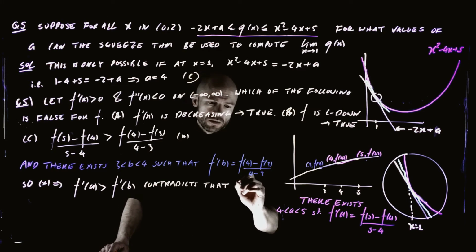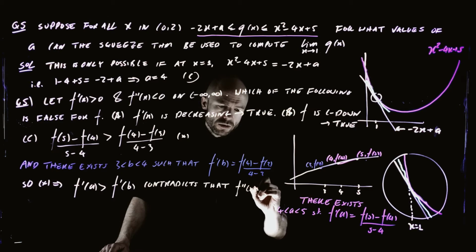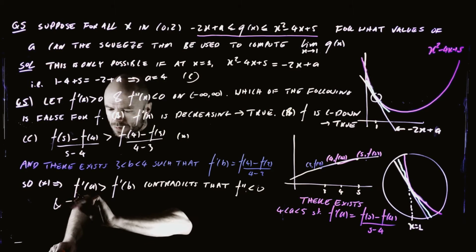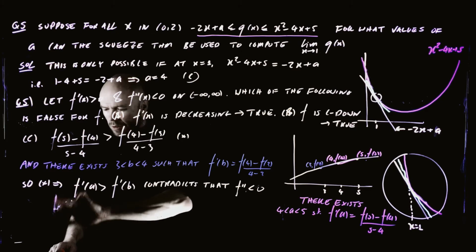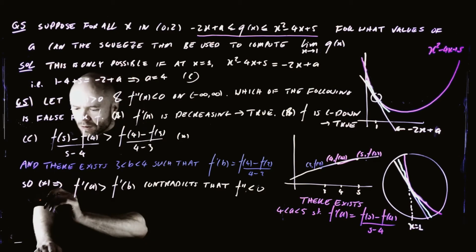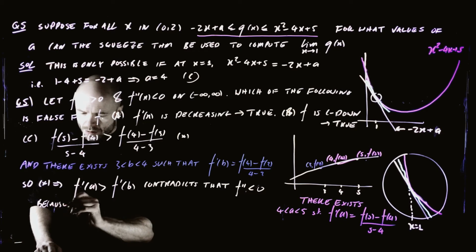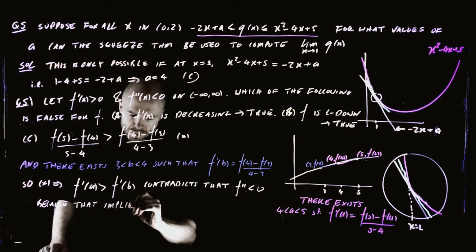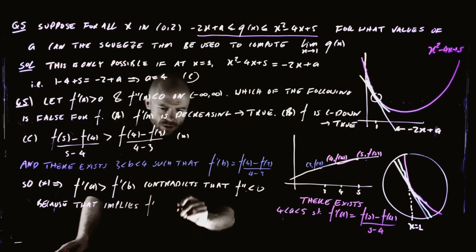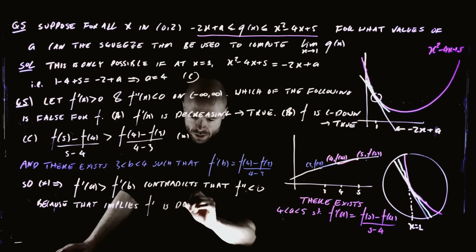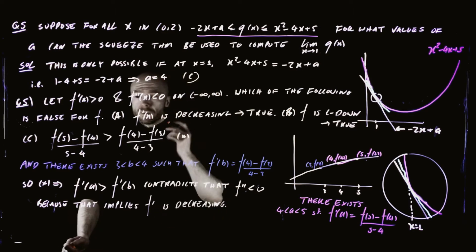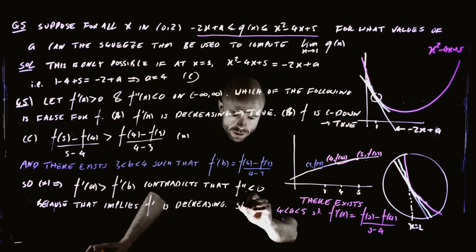That f double prime is less than 0, and well, let me say because, that means that implies f prime is decreasing. So indeed, this is false. This statement is false. So C is false.